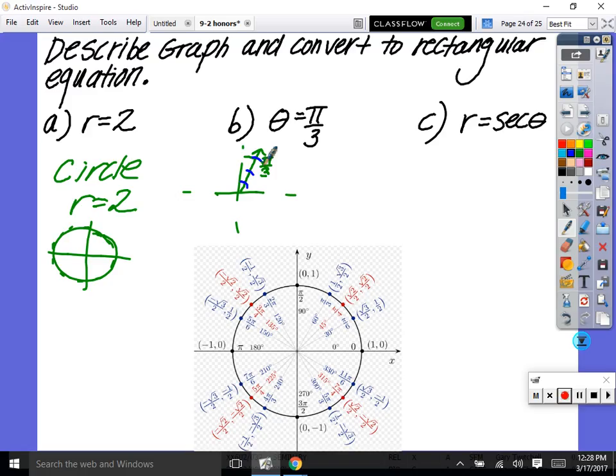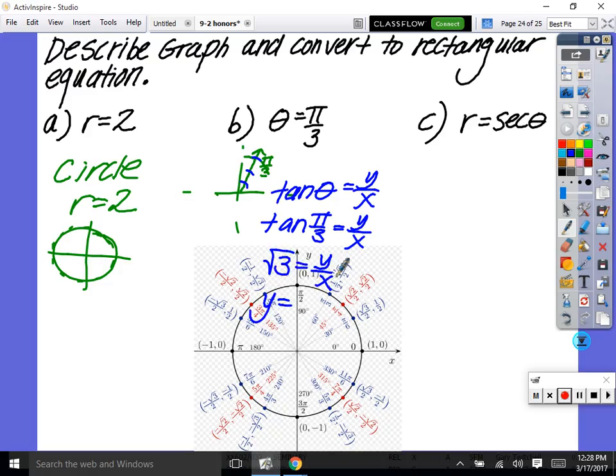So then the equation for that would be, you'd say, okay, well, tangent of theta equals y over x. So to get it in rectangular, you'd say tangent at pi thirds equals y over x. What is the tangent at pi thirds? So look, pi thirds, tangent, that divided by that, which is root 3, everybody. So we'd say root 3 equals y over x. So then y is equal to, we multiply both sides by x, x root 3. That would be the linear equation for that line, like Sarah said.